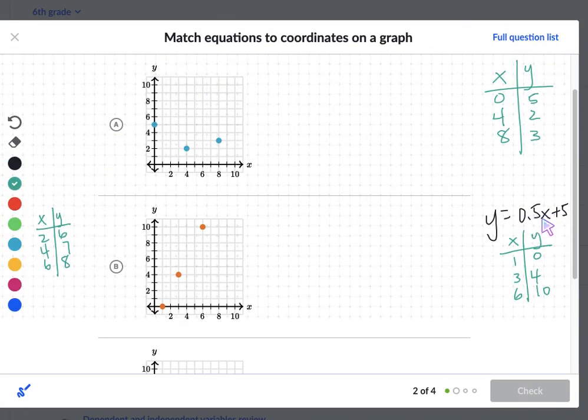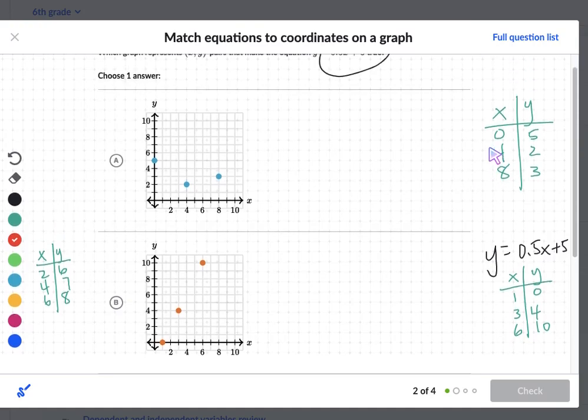Now I'm going to replace my x with the x value, multiply it by 0.5, which is really finding half of it, and then add 5 to it. Okay, so let me check and see if that works. So I'm finding half of x, then I'm adding 5 to it. So what's half of 0? Half of 0 is still 0. 0 plus 5 is 5. Yes, that's good. Half of 4 is 2. 2 plus 5 doesn't equal 2. So this one already doesn't work.